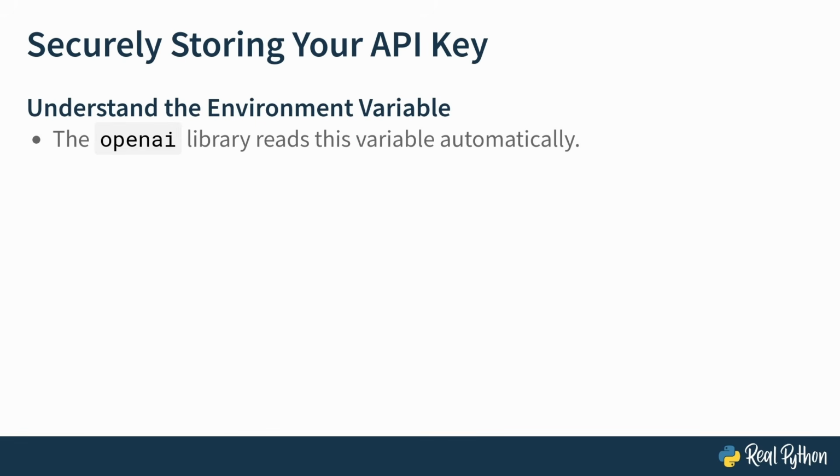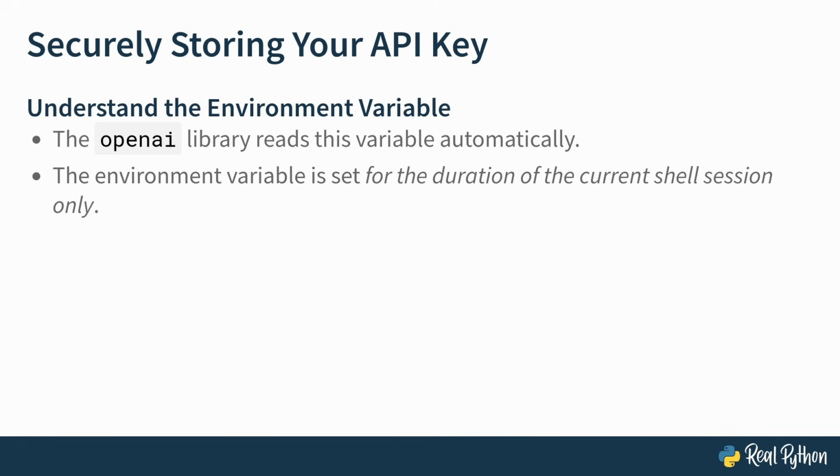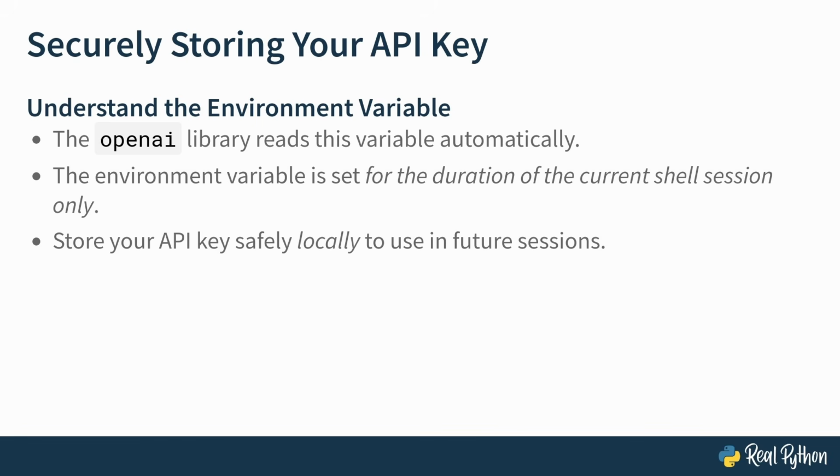Now, the OpenAI library reads this variable automatically, but only if you spelled it correctly. So again, OPENAI_API_KEY, all in uppercase. If you spelled it differently, it won't work. The instructions to set the environment variable only set that variable for the duration of your current shell session. That is important. In other words, when you close your shell, your key will be lost. Therefore, please, please, please store your key safely, locally, so you can use it in future sessions.